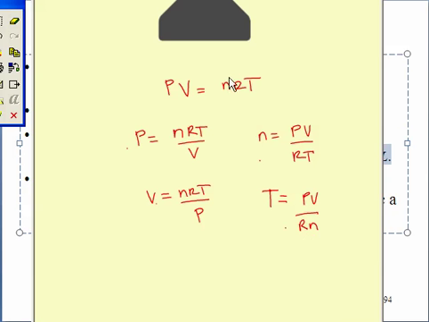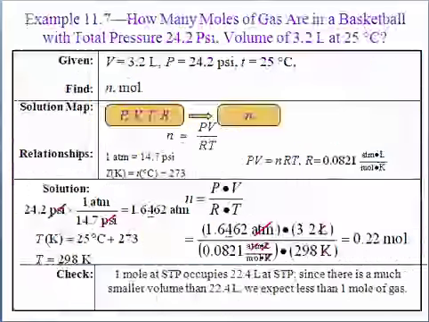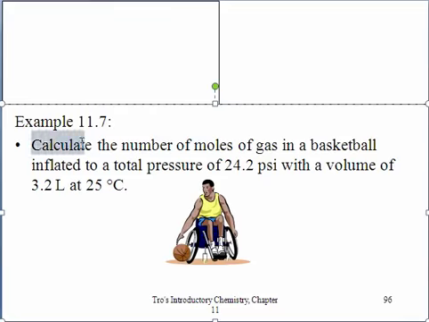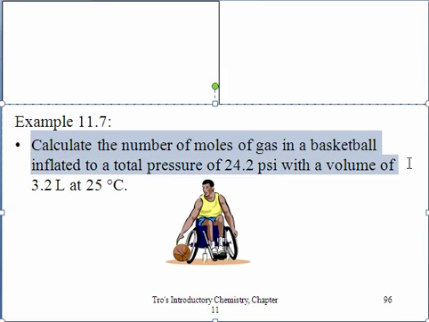Now, typically, because R is a constant, we won't be solving for it. We will be solving for one of these four variable physical properties. So definitely have these four equations handy in your notes so you can refer to them. And let's go ahead and look at a typical problem. We want to calculate the number of moles of gas in a basketball inflated to a total pressure of 24.2 psi with a volume of 3.2 liters at 25 degrees Celsius.